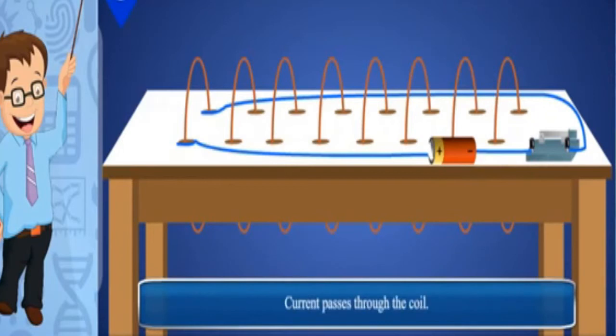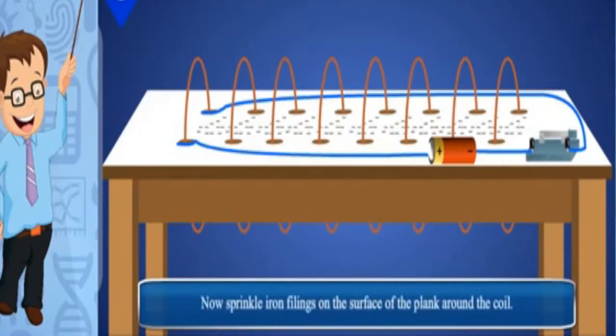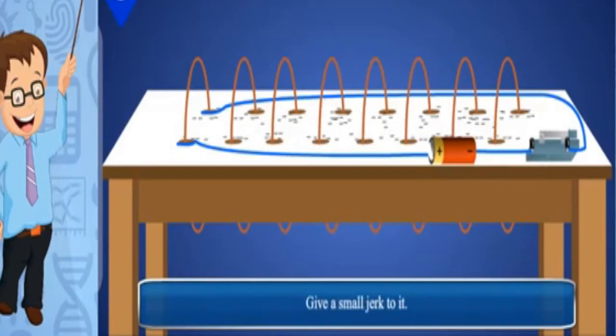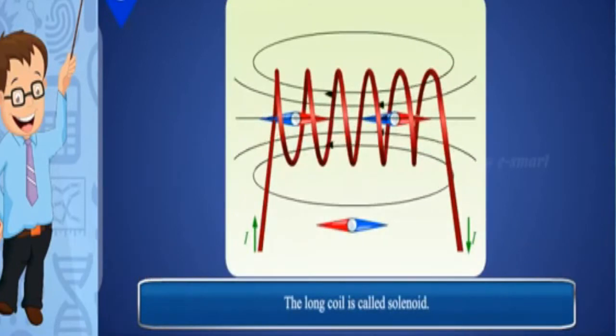Current passes through the coil. Now sprinkle iron filings on the surface of the plank around the coil. Give a small jerk to it. An orderly pattern of iron filings is seen on the paper. The long coil is called a solenoid. The field of the solenoid is shown in the figure.